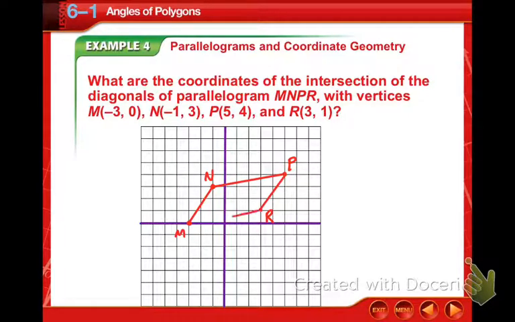And we'll have our parallelogram. There it is. So now, the first thing we need to do is go ahead and set up our diagonals, because it does say we're trying to find the intersection of the diagonals. So I'm going to color the diagonals in green.